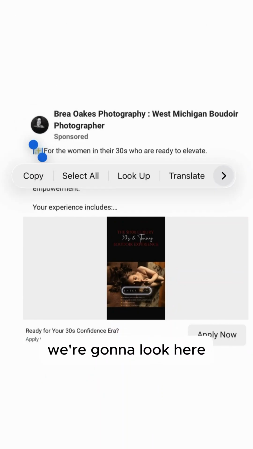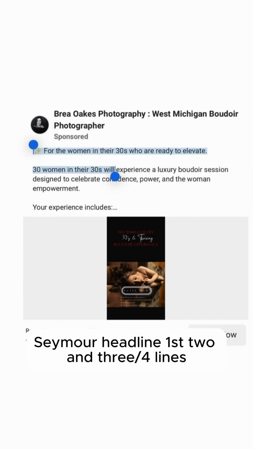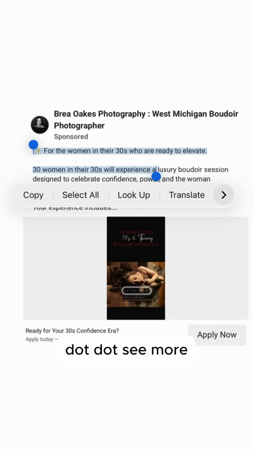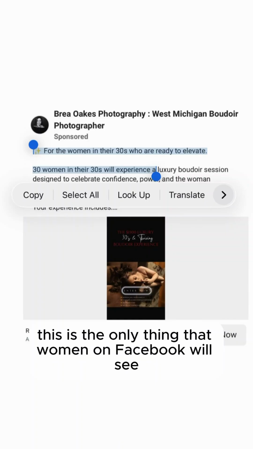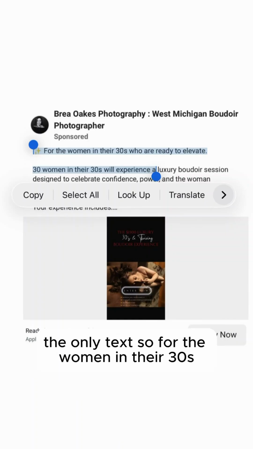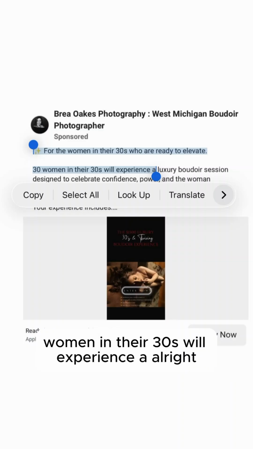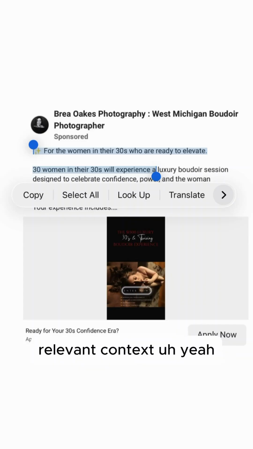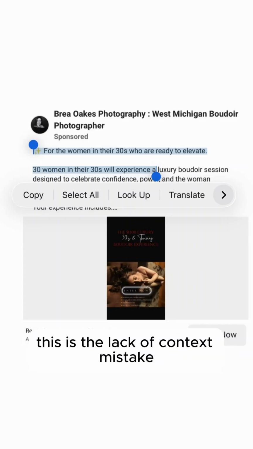Finally, we're going to look here. See more headline first 2 3/4 lines, Facebook mobile newsfeed before it's cut off by a See more. This is the only thing that women on Facebook will see, the only text. So for the women in their 30s who are ready to elevate, 30 women in their 30s will experience A. All right, so we got like 2 points of context here, relevant context. Yeah, this is the lack of context mistake.